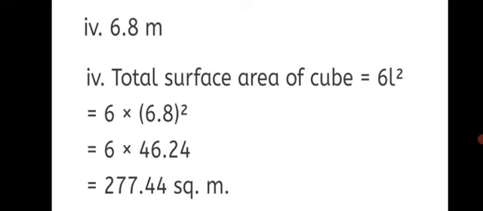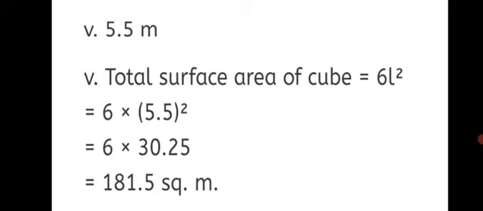And the last sub question is number 5. The side given to us is 5.5 meter, and we have to find total surface area of cube. Formula is equal to 6L square. L is 5.5, so we write 6 into 5.5 the whole square. 5.5 into 5.5 gives us 30.25. 30.25, when you further multiply by 6, you get your final answer 181.5 square meter.